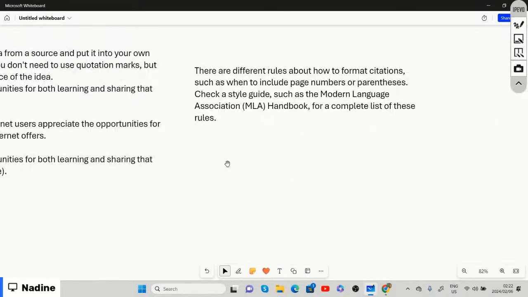And when it comes to citing certain words, there are different rules about how to format citations, such as when to include page numbers and when to use parentheses. You need to just check a style guideline, for example the Modern Language Association, the MLA handbook.